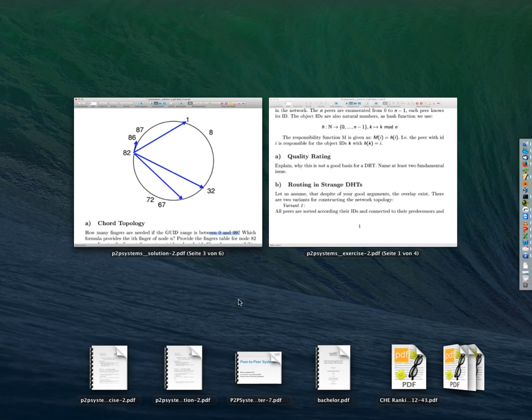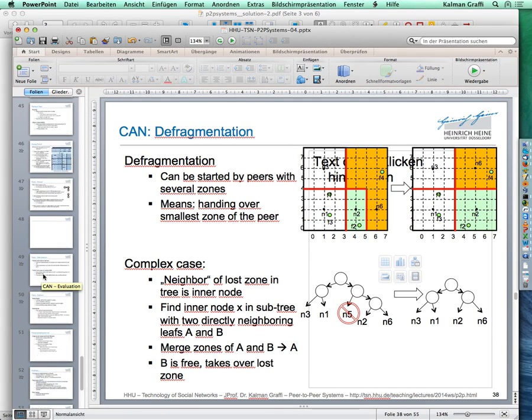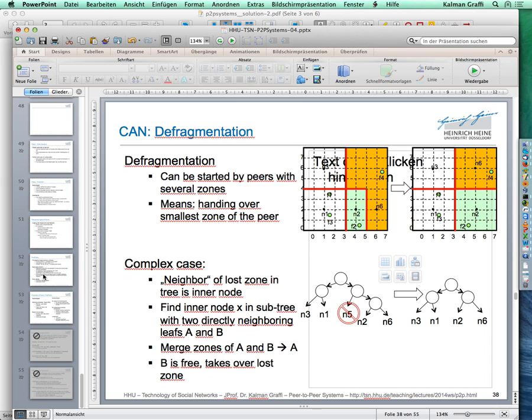Okay, so that was with regard to the exercise and the CAN repetition, especially about how the zones are split. Always keep in mind that in CAN our goal is, if somebody detects that a node is missing, and he has some neighboring leaf on his own level, then it's good. That's the best case. The neighbor takes over our last position in the tree.